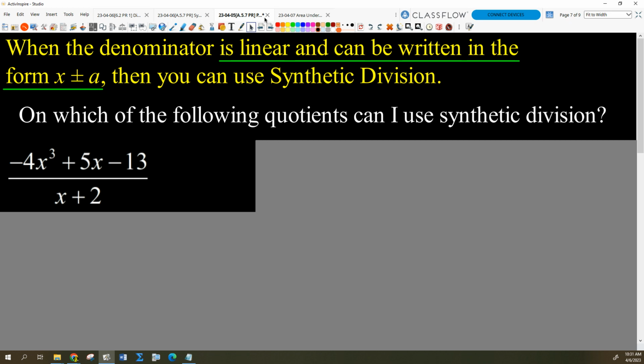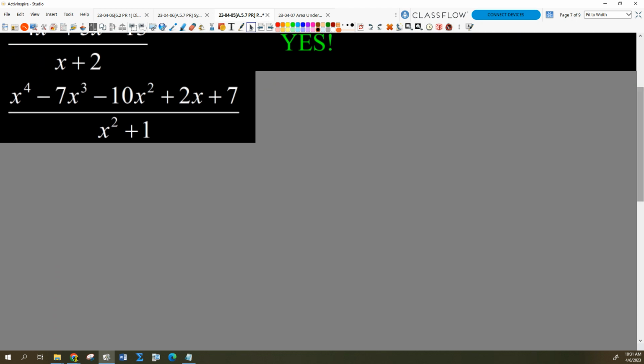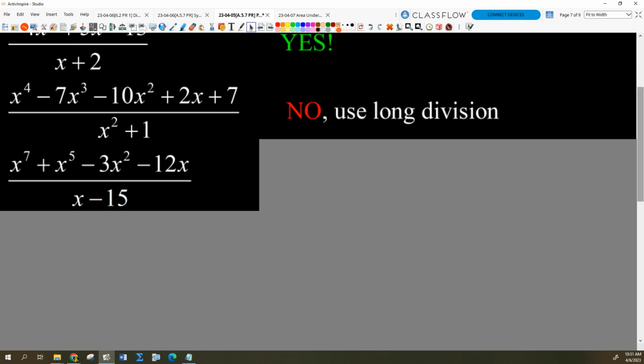Okay, so you guys tell me real quick, give me thumbs up or down on some examples. That one right there, could I use synthetic division? Thumbs up or down? Thumbs up, right? Look at the denominator. X plus a number, x plus 2. I'm good. That one works. How about that guy? Thumbs down? X squared. Can't have an x squared in the bottom. That's thumbs down. How about that one? Thumbs up. Yeah, absolutely. It's x minus a number.